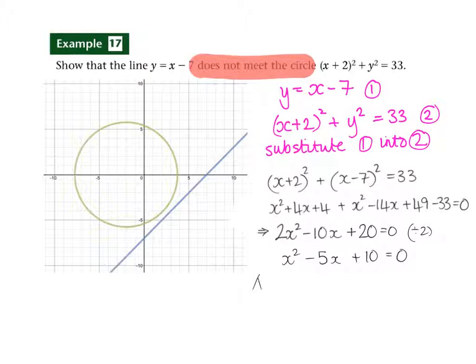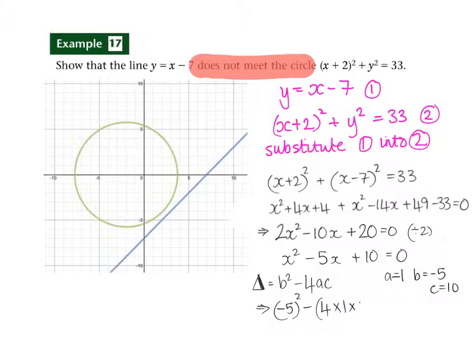Right, let's look at the discriminant. The discriminant is b squared minus 4ac. In this case we have a is equal to 1, b is equal to minus 5, and c is equal to 10. So that tells me that I've got minus 5 squared minus 4 times 1 times 10. So that gives me 25 minus 40, which equals minus 15, which is less than 0. Therefore, there is no intersection.